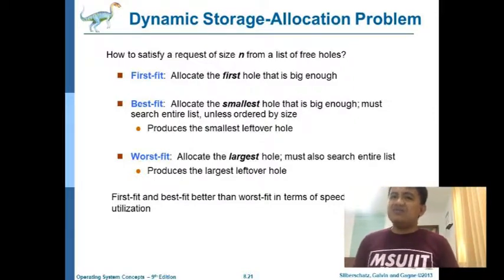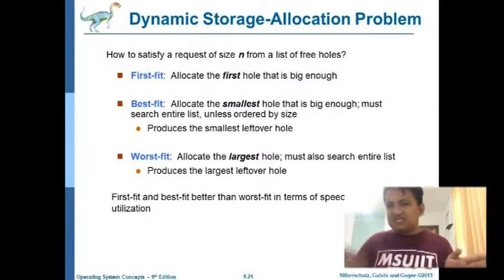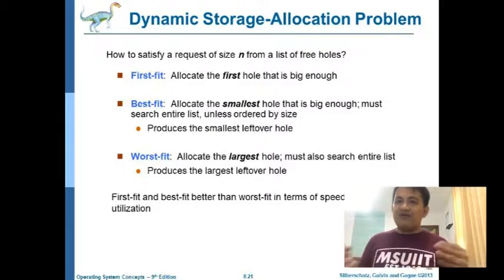Now there are three ways to look into the possible allocated holes or memories in the main memory, or the RAM. First is the first fit, which allocates the first hole that is big enough. So along the lines of free memory in the RAM, the first hole which is big enough compared with your required memory will be allocated for that process. That is what we call first fit.